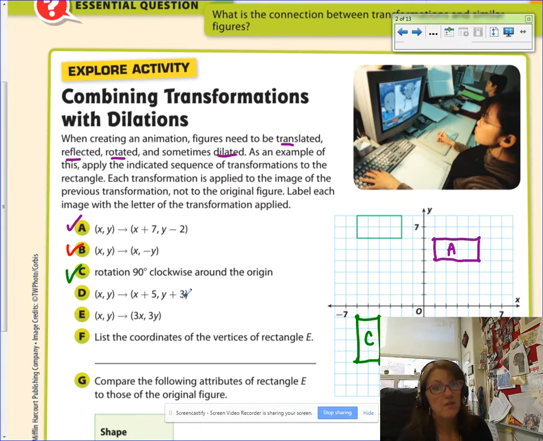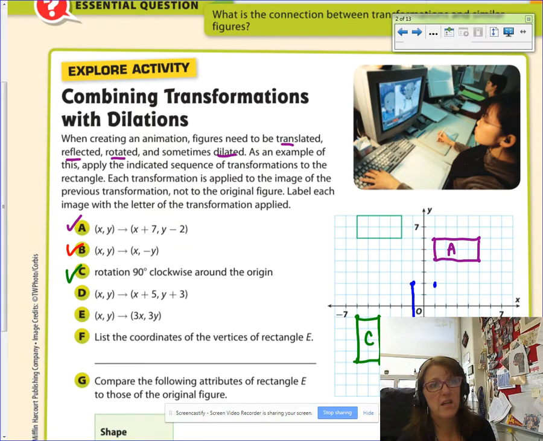Add 3 to the y values means go up 3. Okay, so to the right 5, up 3. I'm going to start with this corner. 1, 2, 3, 4, 5, up 2, 3. Take this one. 1, 2, 3, 4, 5, up 2, 3. Bottom of the rectangle, 1, 2, 3, 4, 5, up 2, 3. Same thing with this one. 1, 2, 3, 4, 5, up 2, 3.